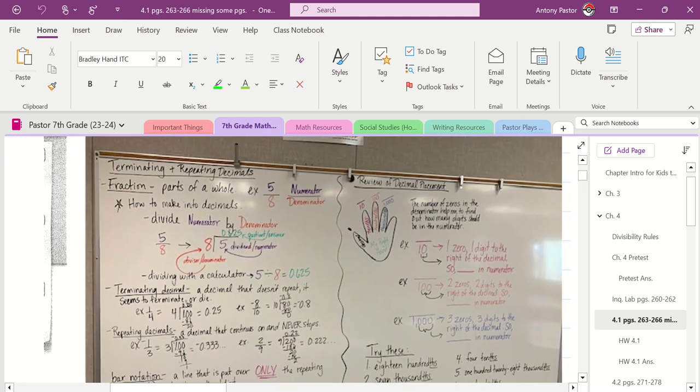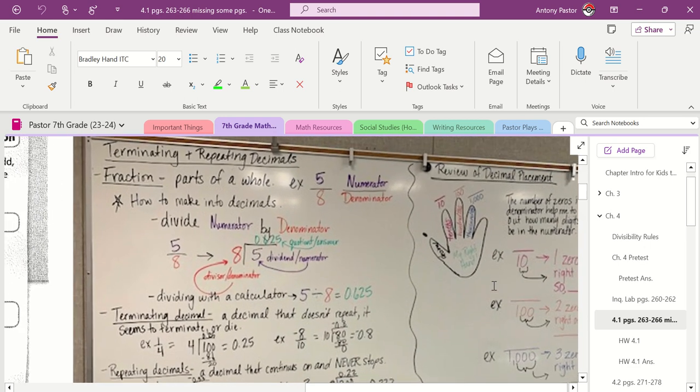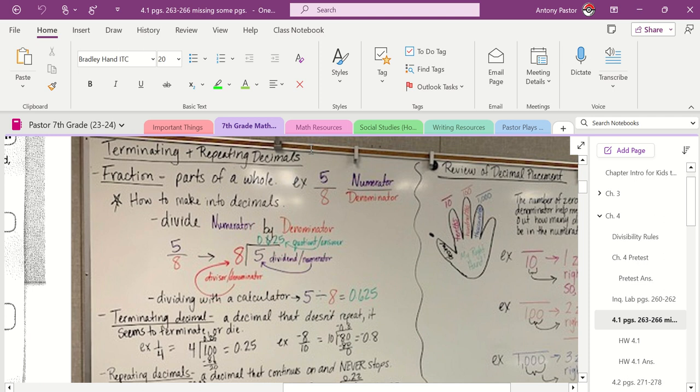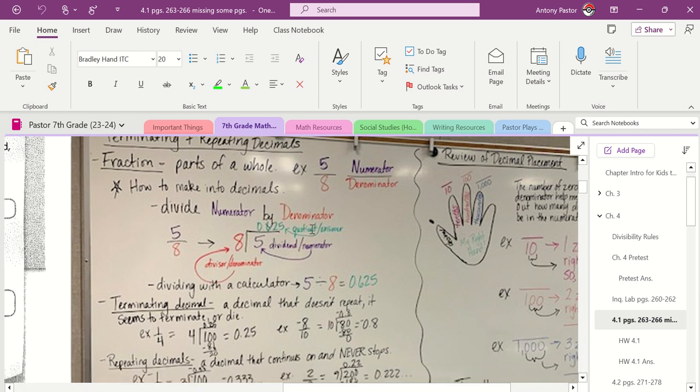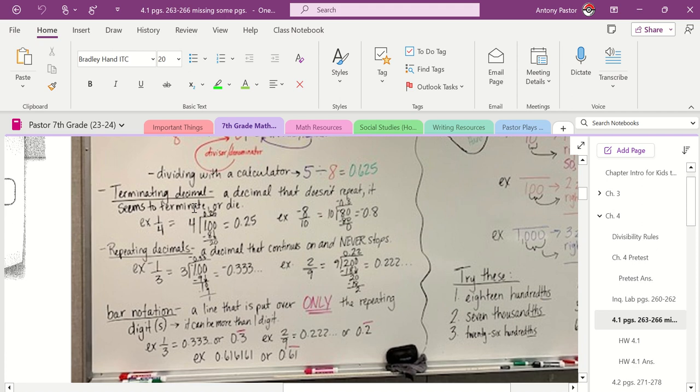Let's look at our notes for today. So remember, we're dealing with fractions when it comes to terminating and repeating decimals, because we're going to work on turning fractions into decimals. Again, in order to turn a fraction into a decimal, it's dividing numerator by denominator, as indicated here. A terminating decimal is a decimal that doesn't repeat. It seems to terminate or die, so it stops. A repeating decimal is a decimal that continues and never stops. It will continuously go on.